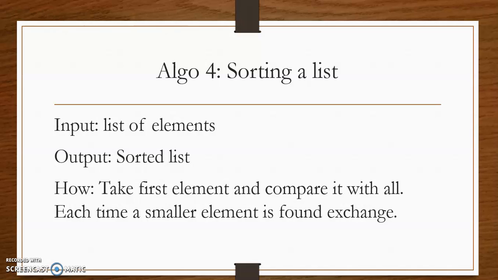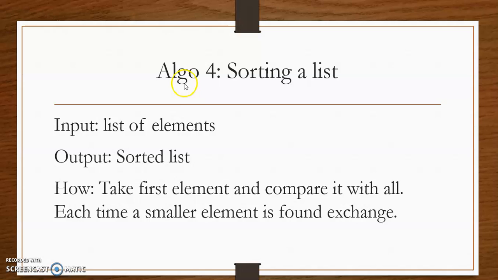Now, algorithm 4, which is the last example for this video, is sorting a list. So what is the input? We have a list of elements. What is the output? The output will be the sorted list. And how do we sort the elements? We take the first element and compare it with all other elements one by one. And wherever we find a smaller element, we will swap the elements.